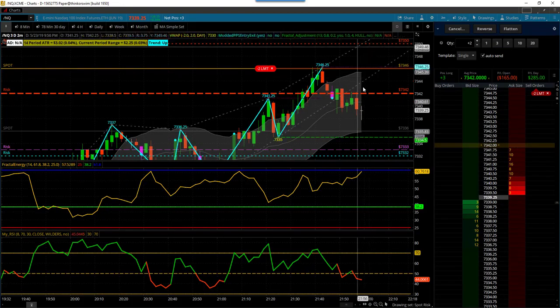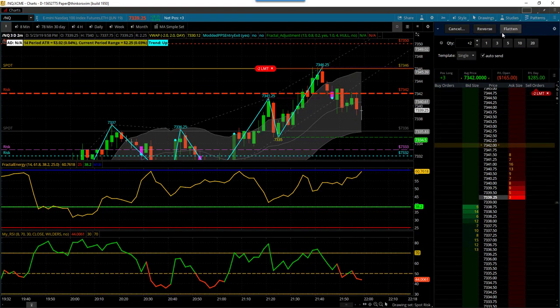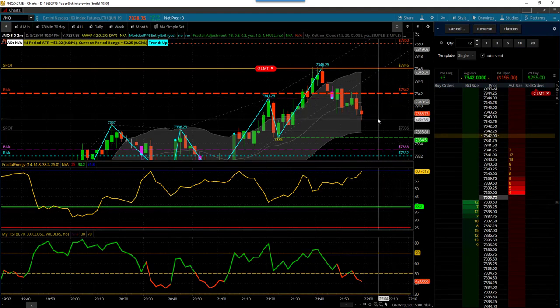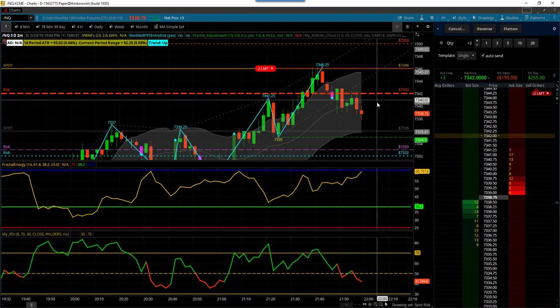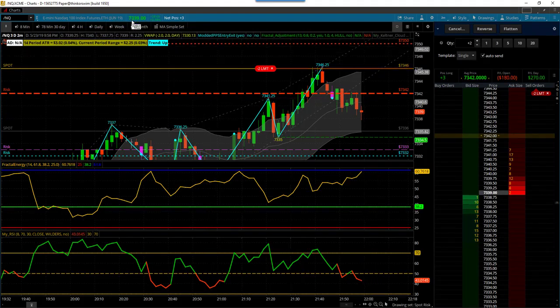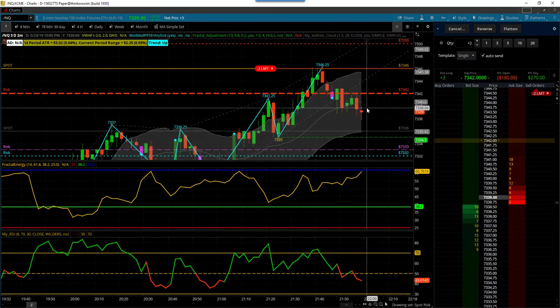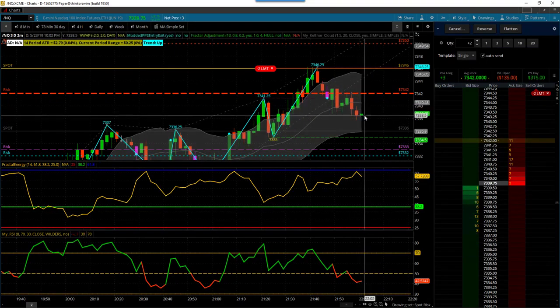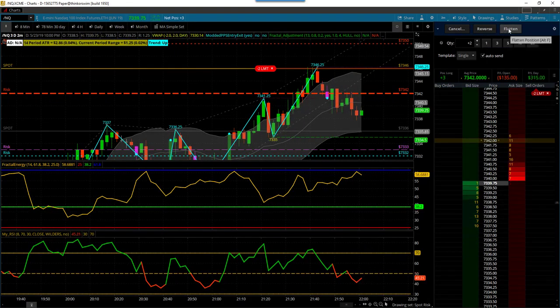So I'm not instantly just reaching up to flatten my position, but I'm not looking to take this 4-point loss if I don't have to. So you can see we're at 39. I could get out now at a 3-point loss. I think I can do a little better than that. So I'm going to let price move around a little bit, see if it will offer me out a little better.